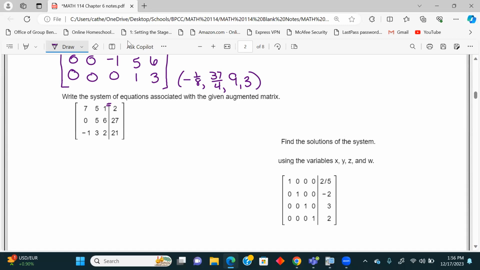So let's write this down here. 7x plus 5y plus 1z is equal to 2. All right, so we have a 0x. We just don't write that. So it's 5y plus 6z equals 27. My z's, I put a line through them so they're not mistaken for 2's. I have a negative x plus 3y plus 2z. That's going to be equal to 21.